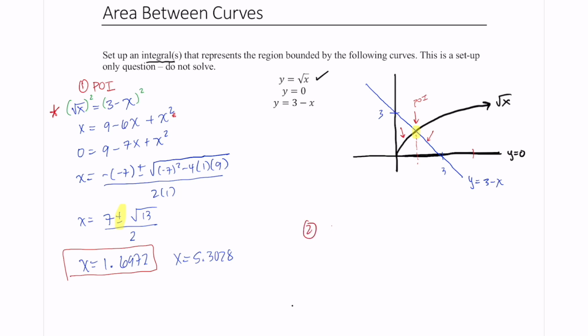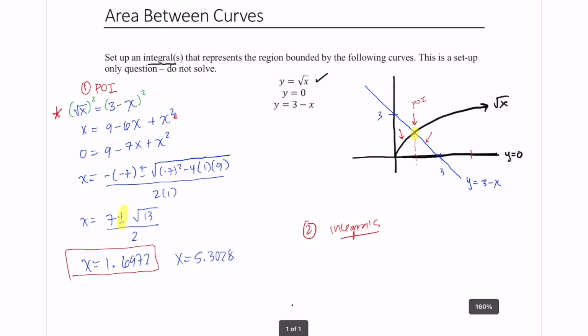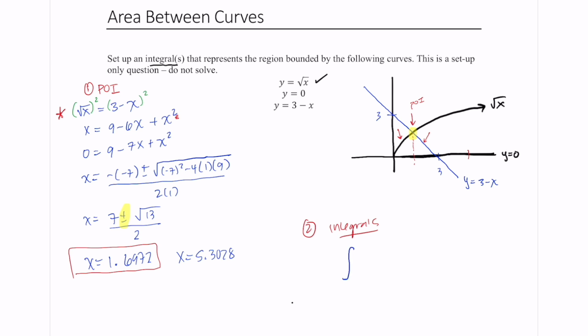So then we will set up the integrals. Use the diagram that you have sketched out to help guide you. So our first integral is going to be from zero to that point of intersection. And what function is on top? Well, that is your square root function. So this will be the square root of x with respect to x.